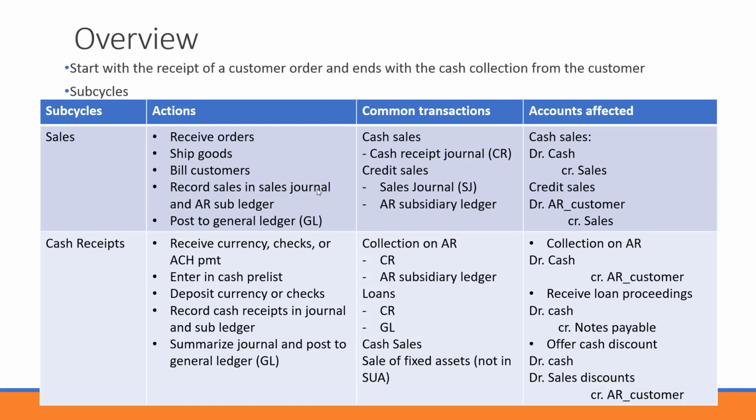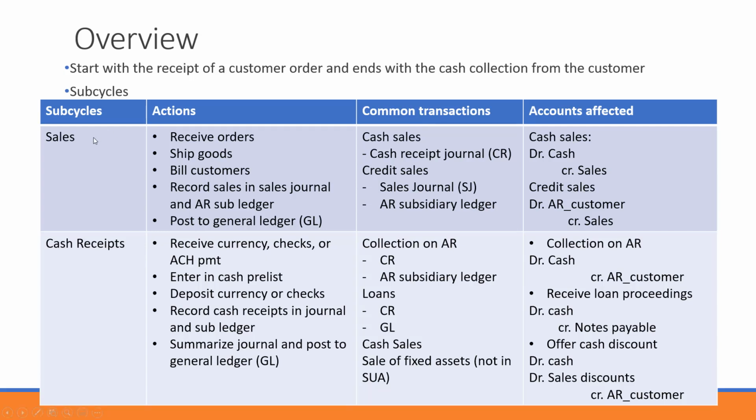It has 5 sub-cycles. I will talk about the sales and cash receipt sub-cycles in great detail later. So here, I will skip the actions regarding each of these 2 sub-cycles. I will focus on the common transactions and account effects in these sub-cycles.